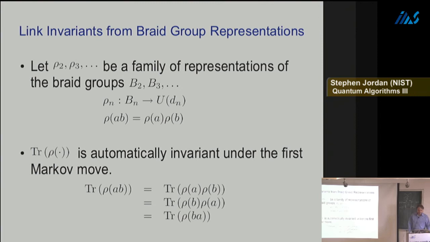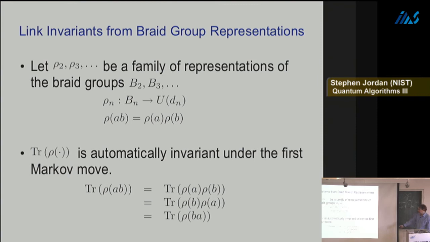And so why is that? To be more precise, we have not the braid group, but B sub n for each different n, how many strands we have. And we correspondingly have a representation of each one. This might, for example, be a homomorphism from B sub n to the unitary group U of some dimension d sub n. Since it's a homomorphism, all that means is rho of AB equals rho of A times rho of B. That's what a representation is. So if you take the trace of that, in other words, the character of this representation, that's automatically invariant under the first of these two Markov moves. And you can just prove that in three lines.